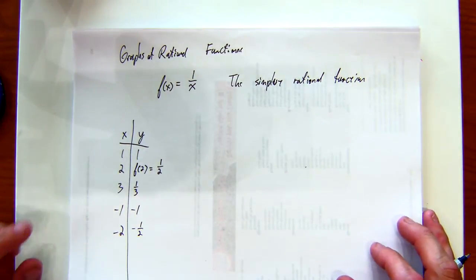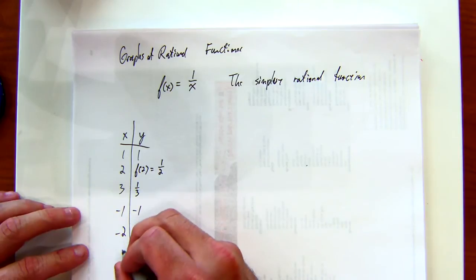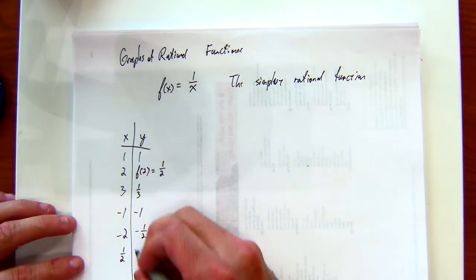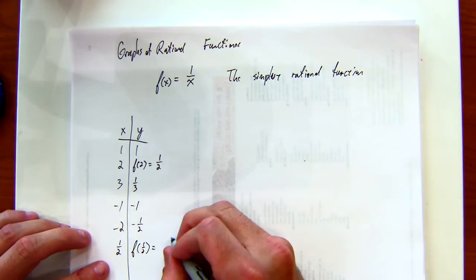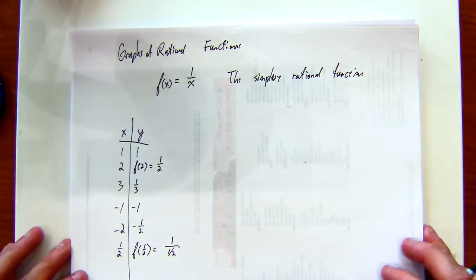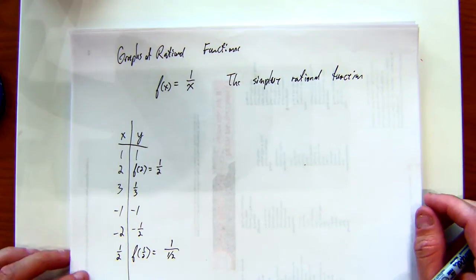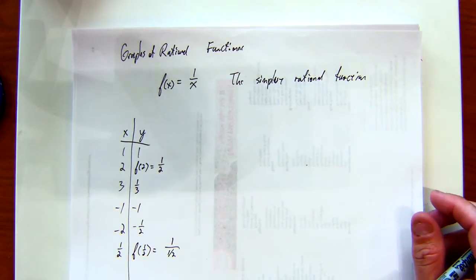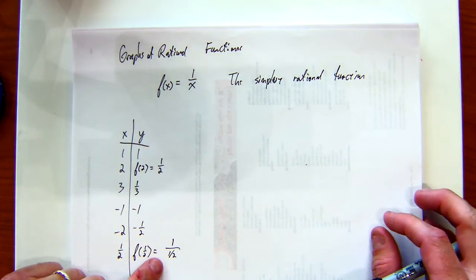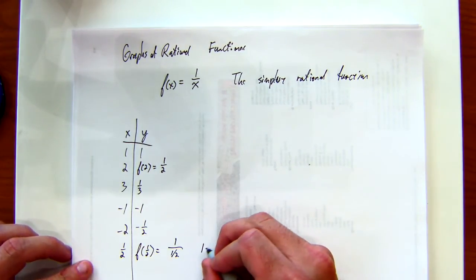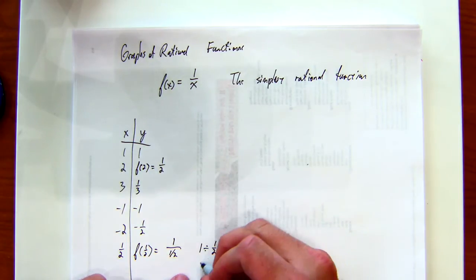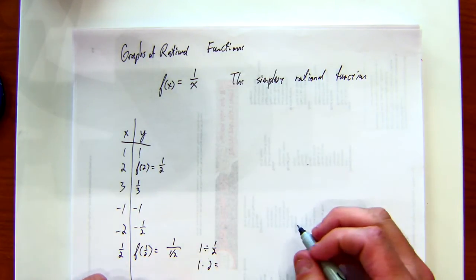So we can keep choosing some points here, but what if I chose x to be a fraction like 1/2? Then f of 1/2 is equal to 1 over a 1/2. What is 1 divided by a half? How do we divide fractions? You take the reciprocal and multiply, right? So this is 1 divided by 1/2. We take the reciprocal of this, so we have 1 times 2, which is 2.